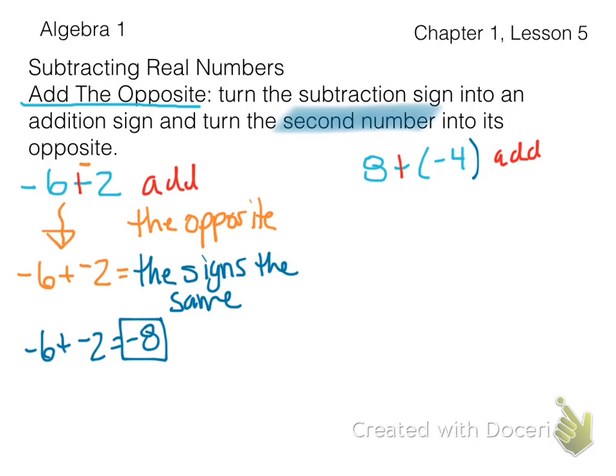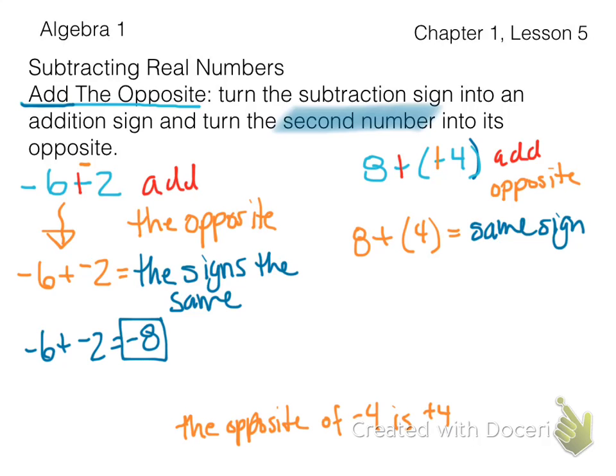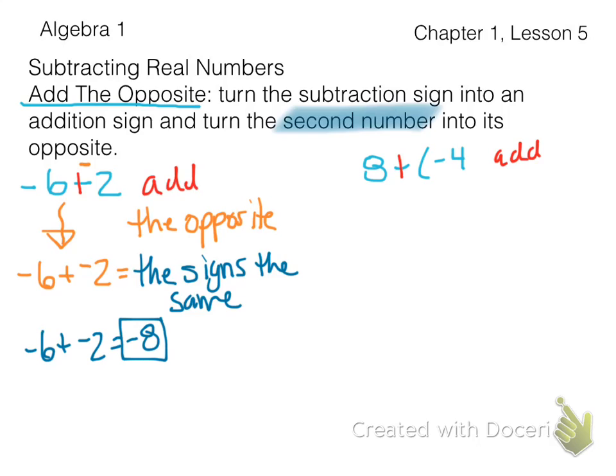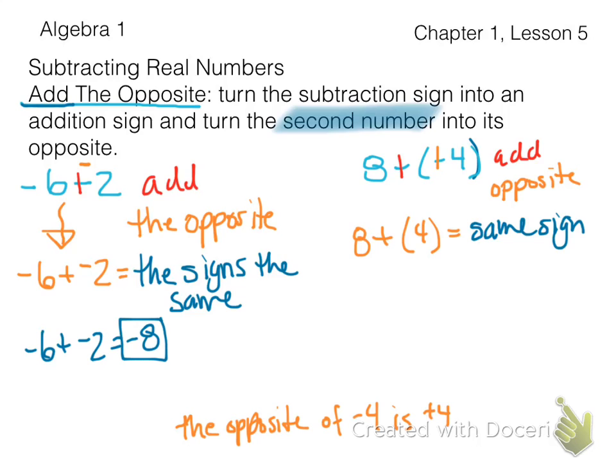And to add the opposite, I'm going to turn the subtraction sign into an addition sign, and then I'm going to take the opposite of the second number. Well, the opposite of negative 4 is positive 4, which basically gives me 8 plus 4, and since the signs are the same, follow the rules from the previous page, and I'm going to end up with 12, because 4 plus 8 is 12, or 8 plus 4 is 12.